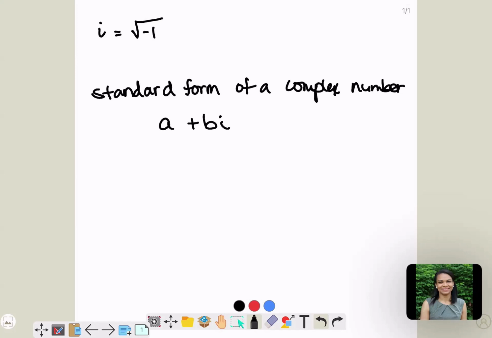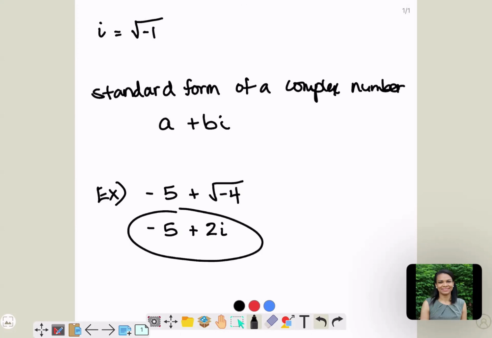So an example, just a quick example here, if we had something like this, and we wanted to put it in standard form, then we need to evaluate that square root. We do know the square root of 4 is 2, but since it is negative, we need to make sure we put i on our solution here. So 2i is the square root of -4. Now you can see this is written in this a + bi form, so we would say it's in standard form. So this is a complex number in standard form.